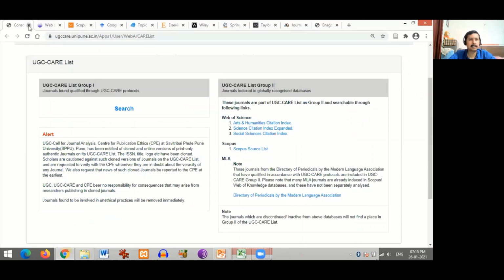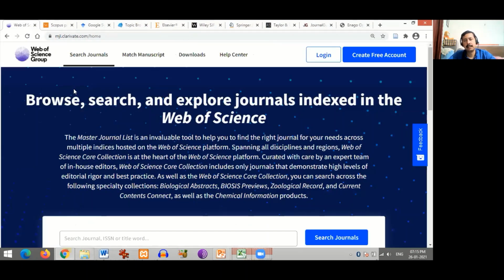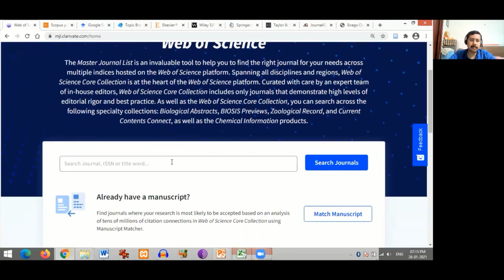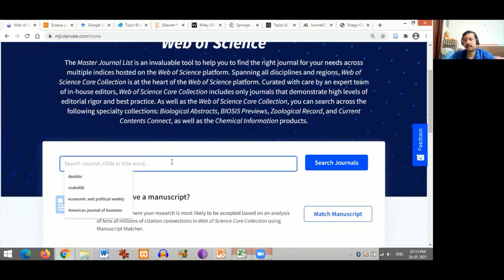The second source is Clarivate Master Journal List. The URL is mjl.clarivate.com. So type the title of any journal and click on search journals to find out the exact journal matching the title or the closest matching journals. That's about mjl.clarivate.com, master journal list of Web of Science.